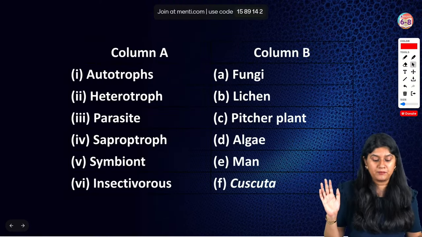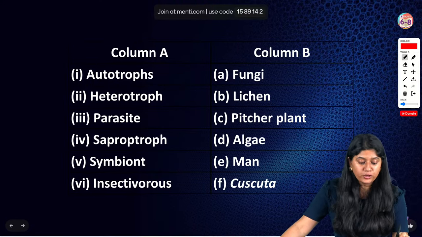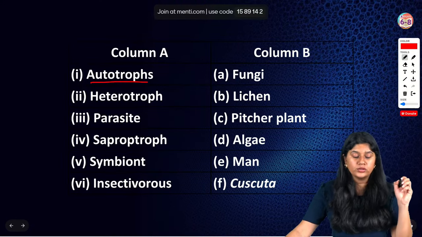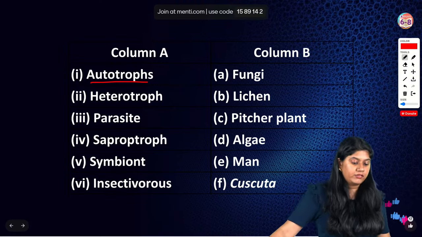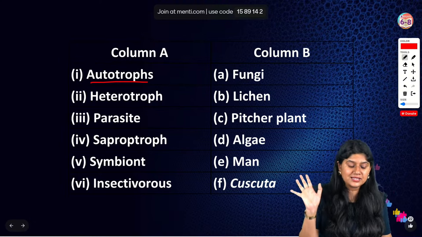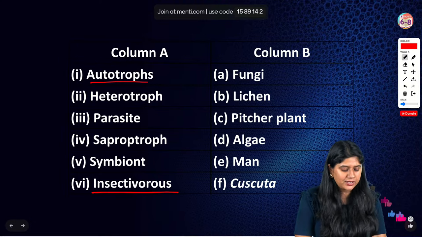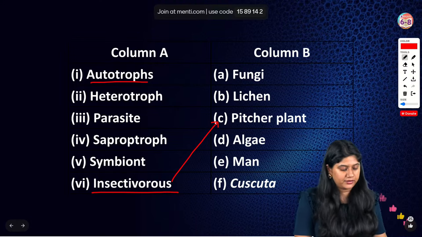Let's take a look, everyone, over here. So we have to match, right? Autotrophs are the ones that can make their own food, right? So if you have confusion between this, we can pick the correct answer. But the easiest thing for us to find out is pitcher plant. We all know that among these, we just have one insectivorous plant, which is the pitcher plant.